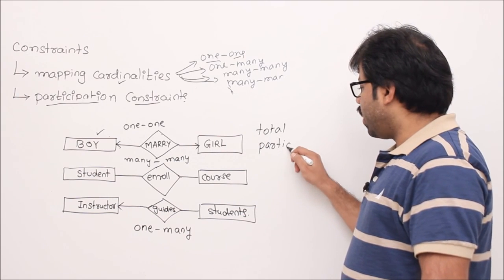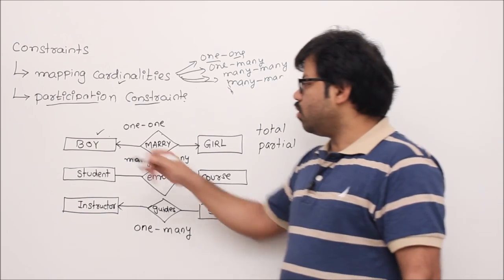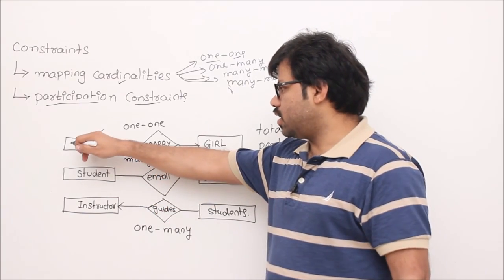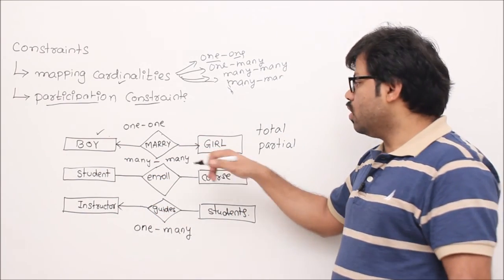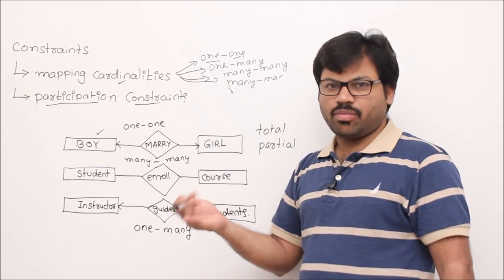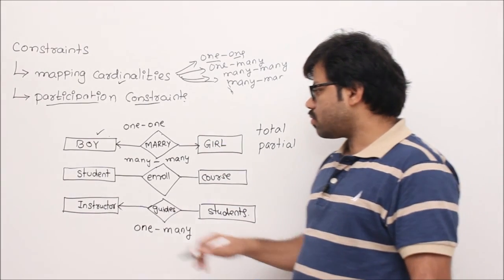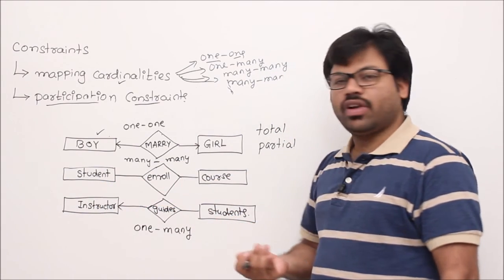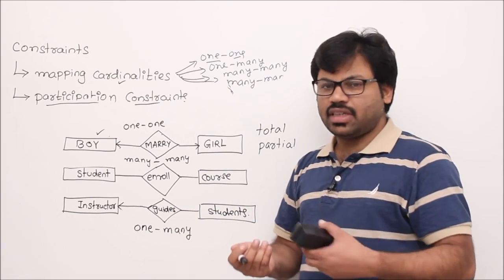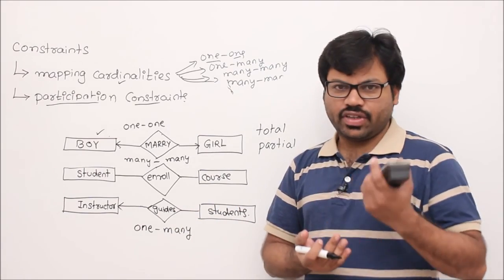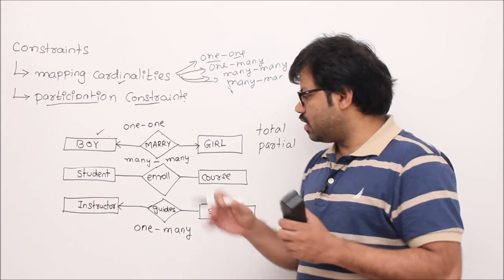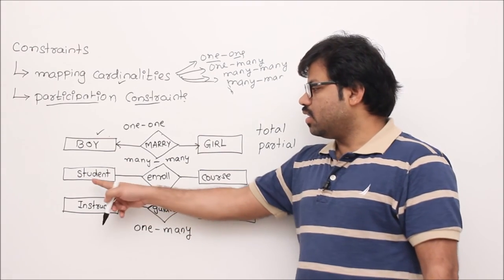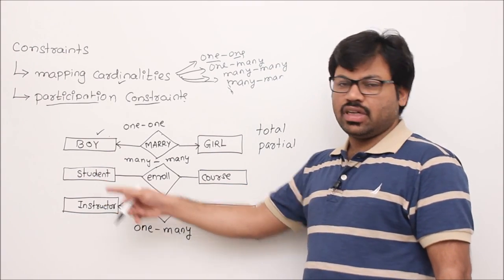Now we'll see for each one whether it is total or partial. A boy marrying a girl: every boy need not marry a girl, right? That's why it is partial participation. Similarly, girls also need not marry some boy, correct? That's why it is partial. Now come to enroll. In enroll, does every student enroll for a course? It depends on the discussion, on the courses, on the institute, everything, right? So we assume that, let's say in this institute every student has to take at least one compulsory course. If that is the condition, then student will become total participation, right?